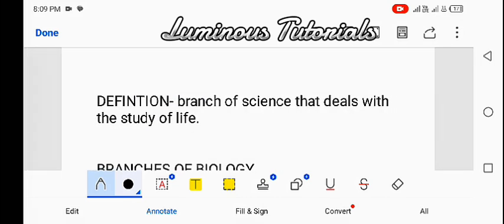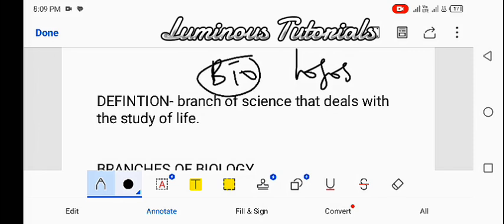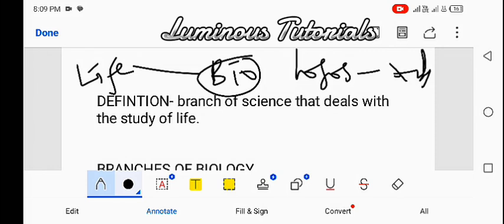What's the definition of biology? Biology is derived from two Greek words, bio and logos. Bio means life, logos means to study. Therefore, we can simply say biology is the study of life. Biology is a branch of pure science concerned with the study of life.